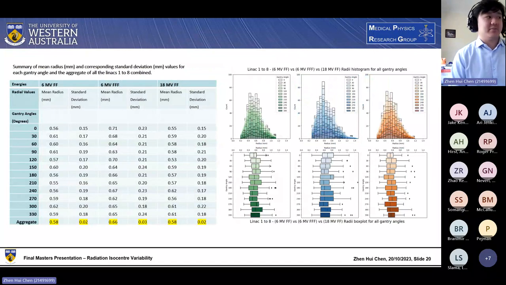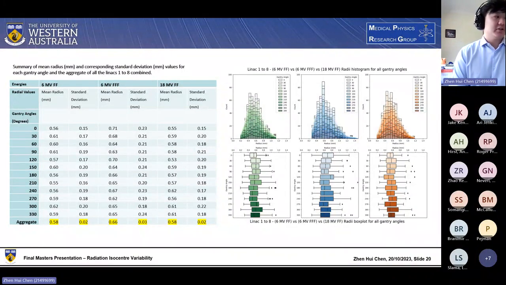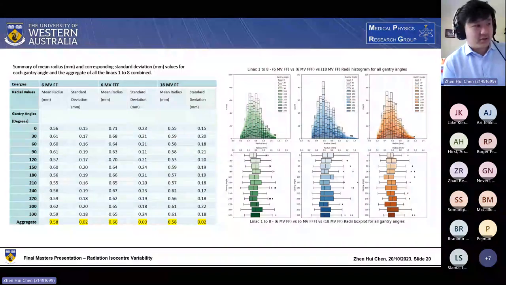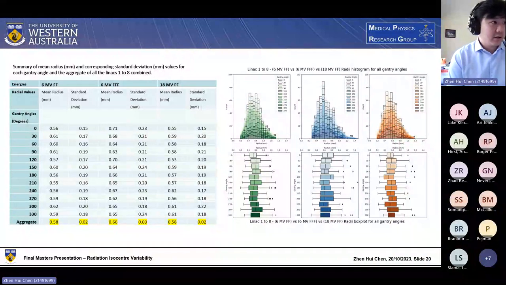So this is the summary of the mean radii and the corresponding standard deviation values for each gantry angle and the aggregate for all Linacs 1 to 8 combined. So if I draw your attention to the aggregate values for the 6 MV FF beam, we have 0.58 millimeters with a standard deviation of 0.02. For the 6 MV FFF, we have 0.66 and 0.03. 18 MV FF, we have 0.58 and 0.02.